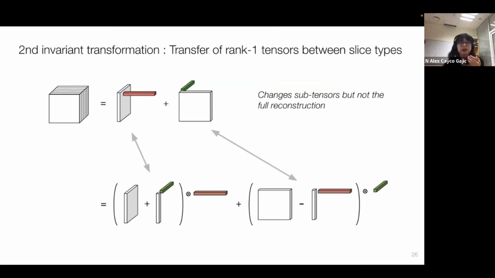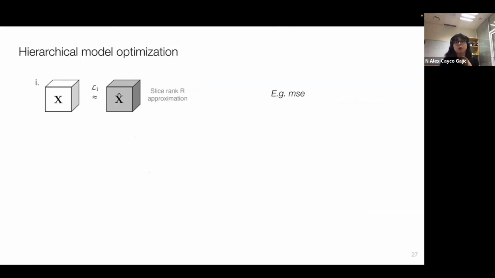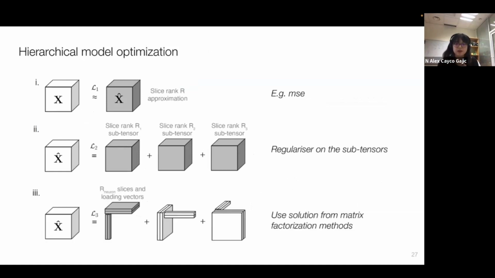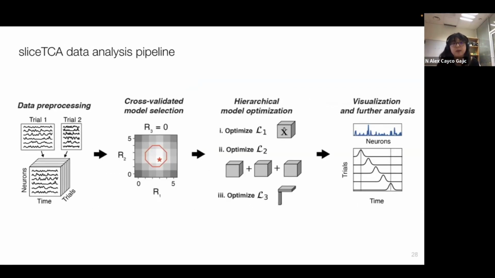I won't go through it, but we did think about it very hard, and we came up with a multi-stage optimization procedure that comes up with a unique solution. So after we find the decomposition, we place a regularizer on the subtensors of each slicing, which takes care of that second invariant transformation, and then we use matrix factorizations to take care of that first invariant transformation. But it's all described in the preprint if you're interested, and I'm happy to take questions on this too. So we have this pipeline for the analysis that we thought very hard about.